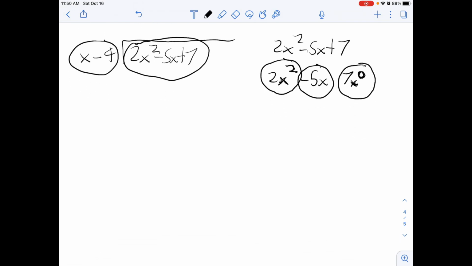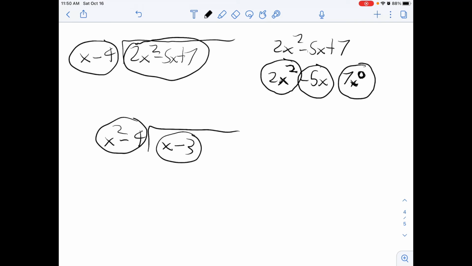And so if we were to divide x squared minus 4 by x minus 3, it's impossible because the degree of the polynomial is 1 and the degree of the divisor is 2, and so that's not allowed. Like, this degree has to be greater than the degree.